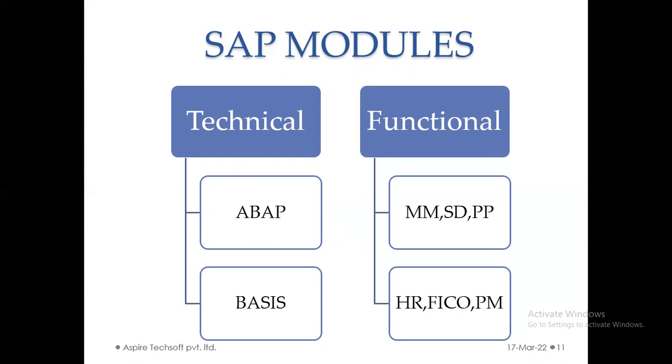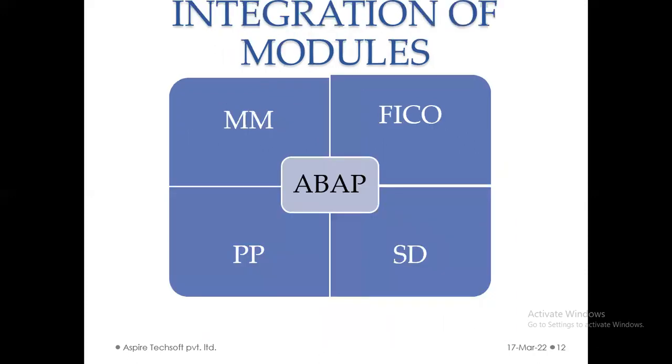And coming to the point of functional modules, they are MM, SD, PP, HR, FICO, PM, SCM. MM is material management, SD is sales and distribution, PP is production planning, HR is human resource, FICO is financial accounting and controlling, and PM is plant maintenance. These are some functional modules which are related to SAP. Now, the point, that is integration of modules.